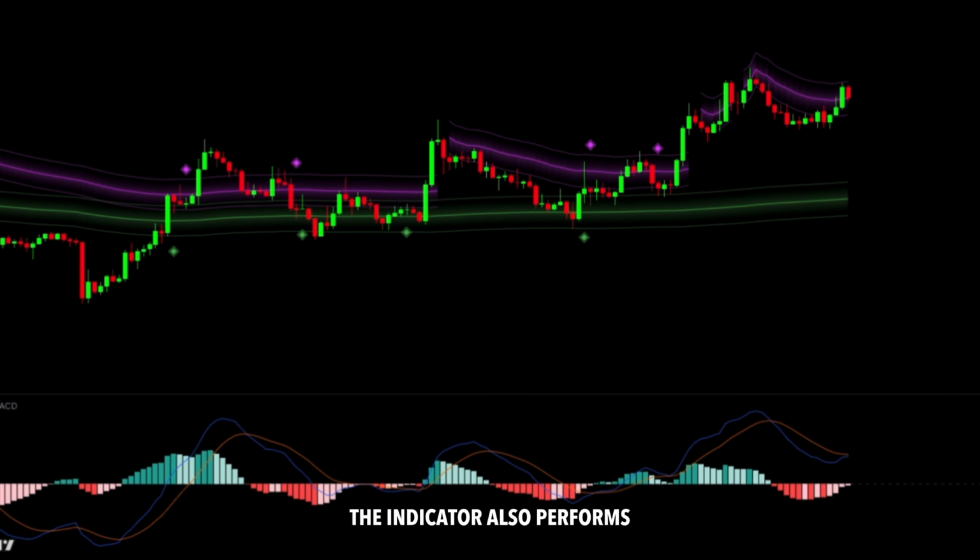The indicator also performs well in crypto, forex, indices, and liquid stocks. It does not matter what asset class you trade. As long as the market has sufficient liquidity and clear swing structures, the indicator works.